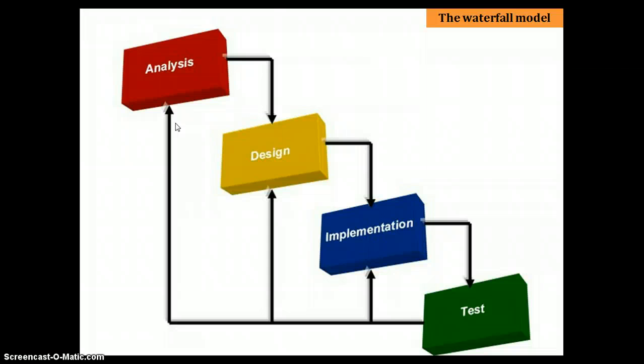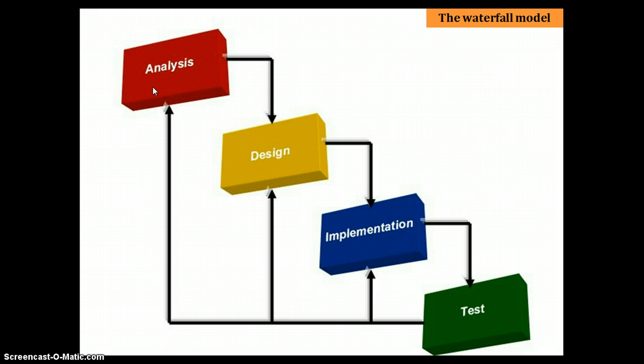What will be the sequence? After finishing the analysis, you are allowed to go for designing. After finishing the designing, you are allowed to go for implementation. After finishing the implementation, you are allowed to go for testing. This is the sequence. And if you are facing any error in the implementation phase, there is no way to go from implementation back to design or analysis. Or if you find any error in the design phase, there is no way to go back to the analysis.